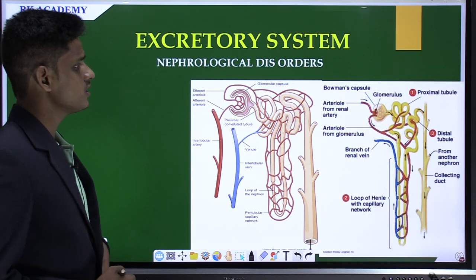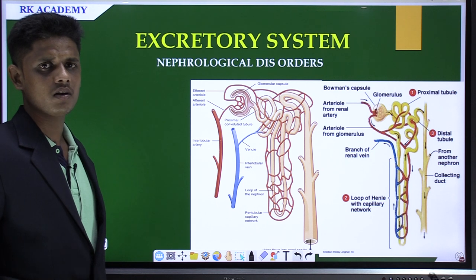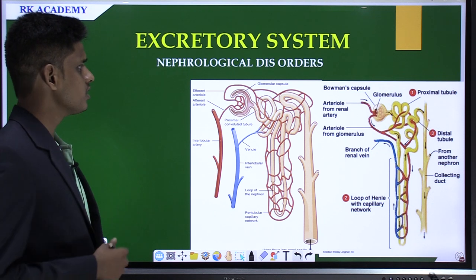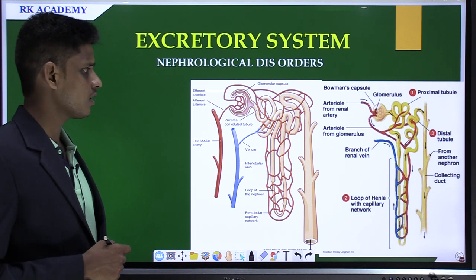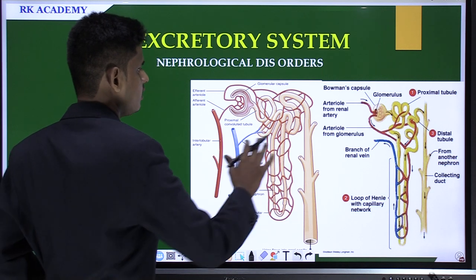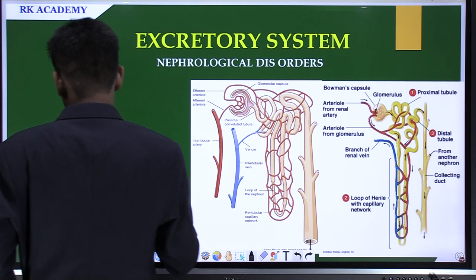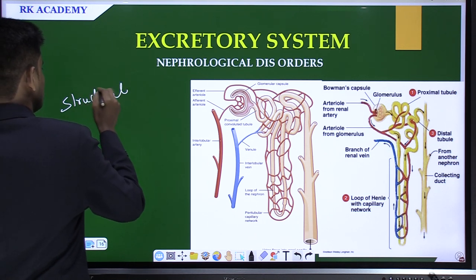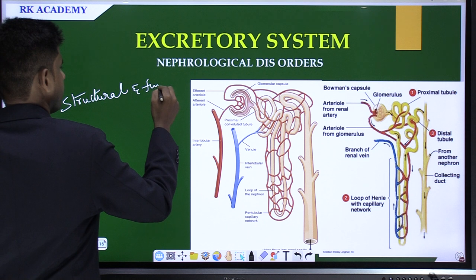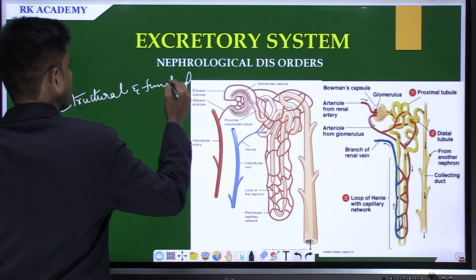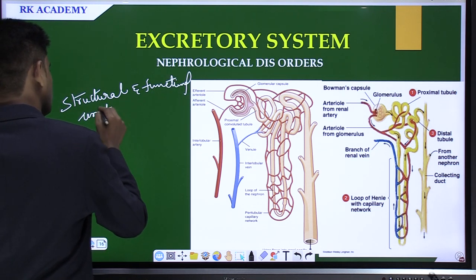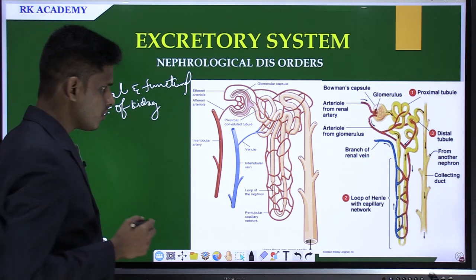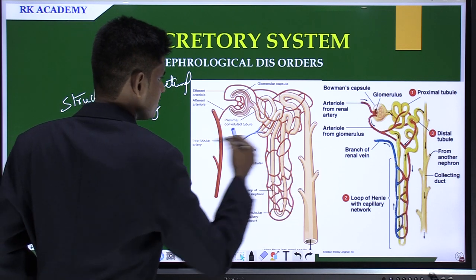This is the nephrological disorders. What are the nephrological disorders related to the kidney? First of all, before explaining the nephrological disorders, you should know the structure of a nephron. This is the nephron of a kidney, the structural and functional unit of the kidney. This is the entire structure of the nephron.